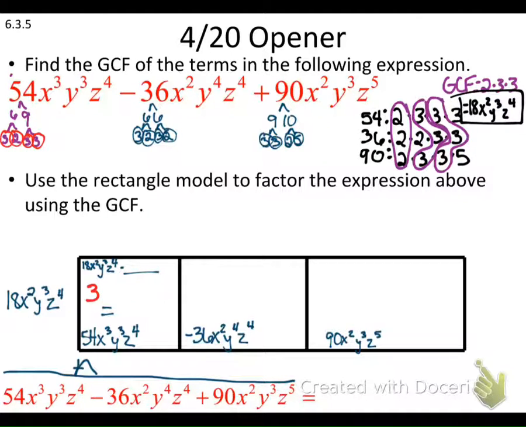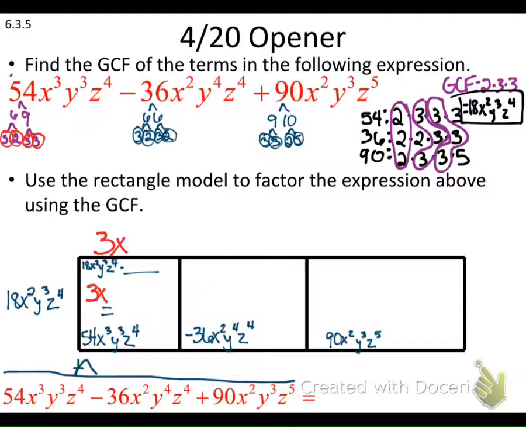I have 2 x's. I need 3. How many does my width need to have? 1. I have 3 y's. I need 3 y's. How many y's does my width need to have? 0. I have 4 z's. I need 4 z's. How many does my width need? None, right? So my width for this rectangle is going to be 3x. You don't put the number on.